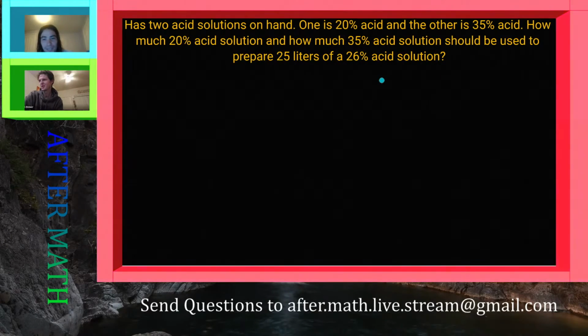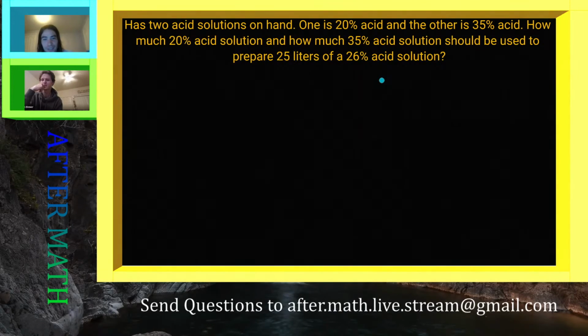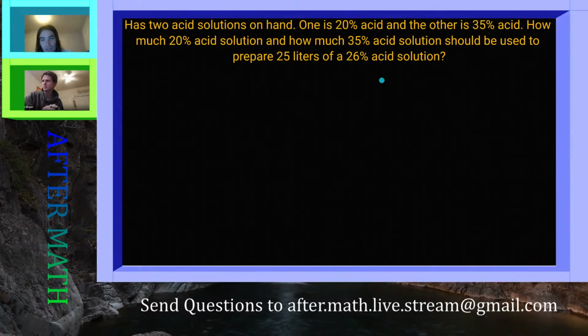One is 20% acid and the other is 35% acid. How much 20% acid solution and how much 35% acid solution should be used to prepare 25 liters of 26% acid solution?